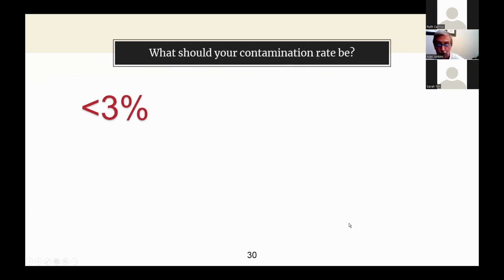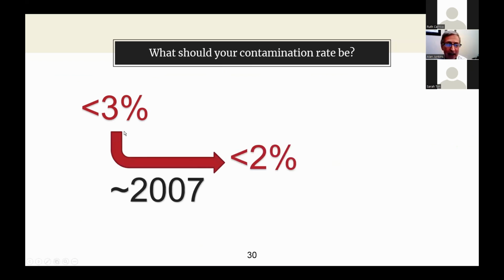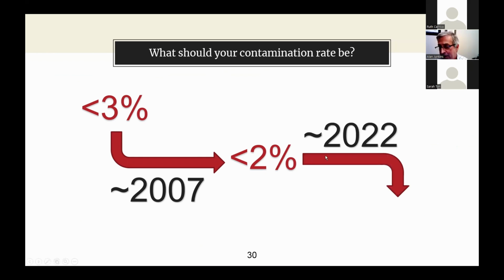Okay, I am running late here, but I'm going to finish up anyway, so hang on. What should it be? Less than 3%? That's what we've always kind of used. When CLSI put out their first document in 2007, they kind of pushed it down to 2% or lower. And in 2022, they are really recommending that you should be able to hit less than 1% contamination.